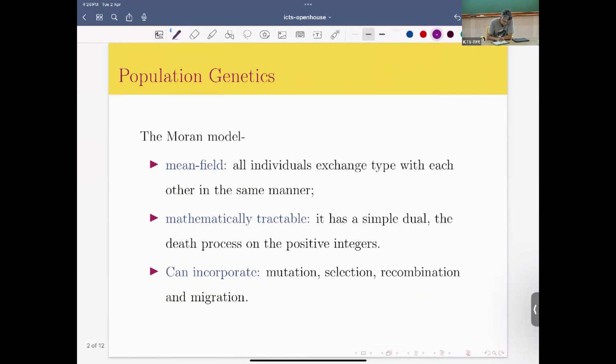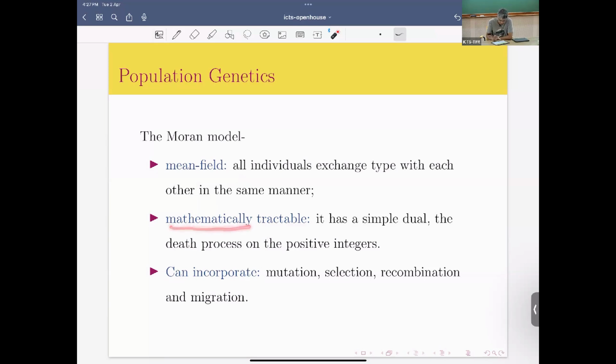So the Moran model is a well-studied model in population genetics. It's powerful for many reasons. Primarily, as I'll state in the next few slides, the simplicity of it. It's very simple. The nature of it is that all individuals exchange types with each other. So it becomes a mean field model all at once and very tractable to study.